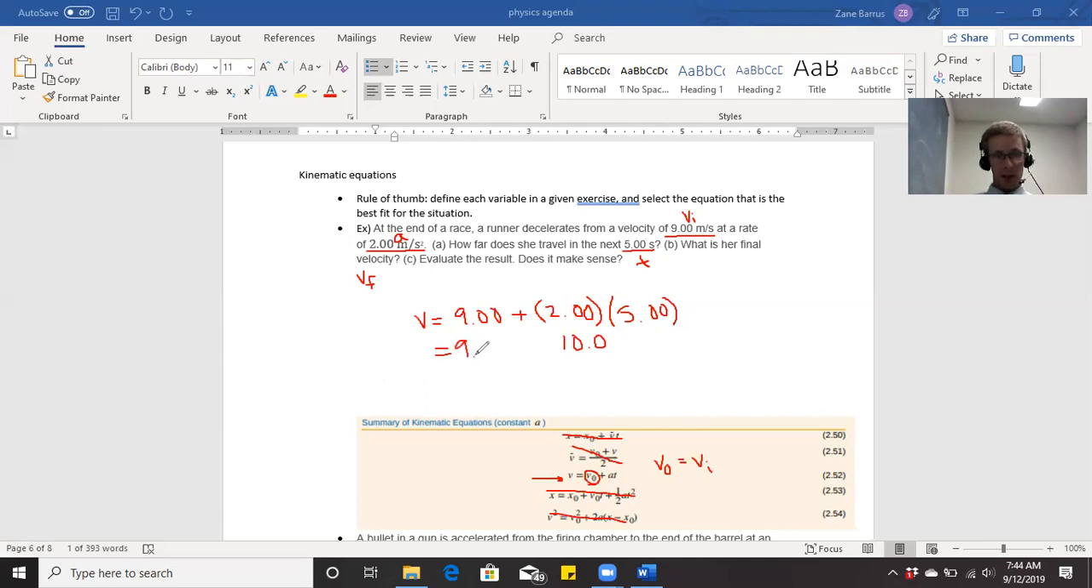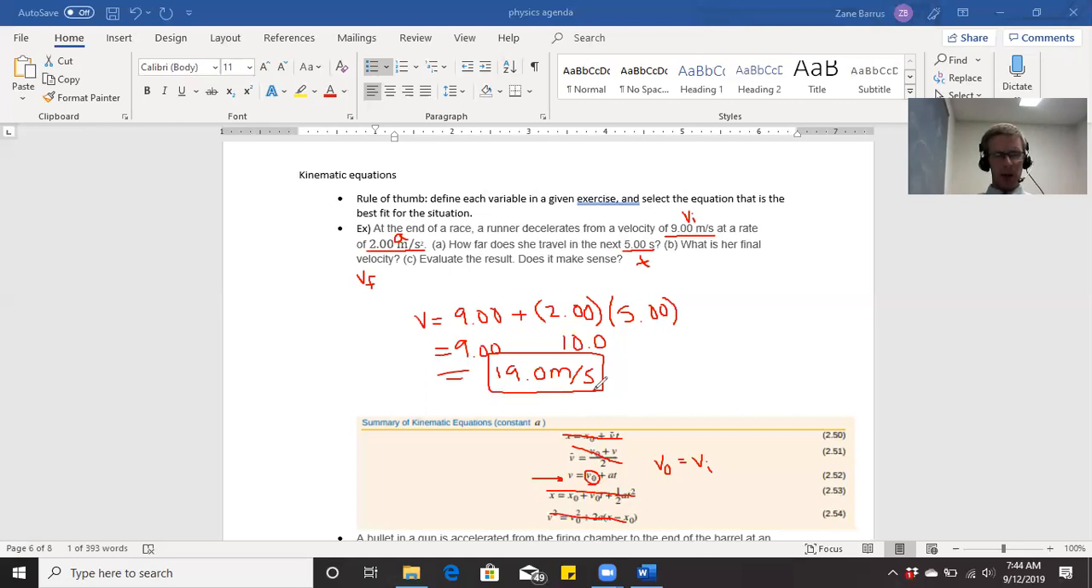Then we're going to do our addition step. So we've got 9.00 plus 10.0. That's going to give me 19.0 meters per second. Okay, so that is the answer to part B. So in this example, the runner was running at a velocity of 9 meters per second and was decelerating at 2 meters per second squared. How far does she travel in the next 5 seconds?